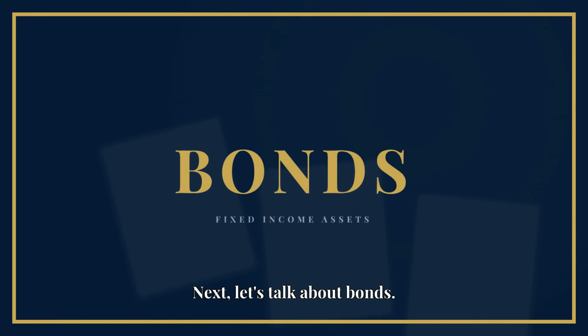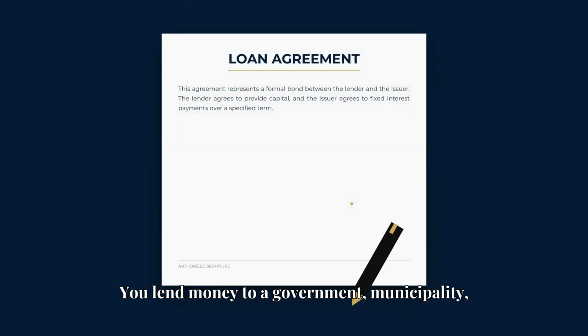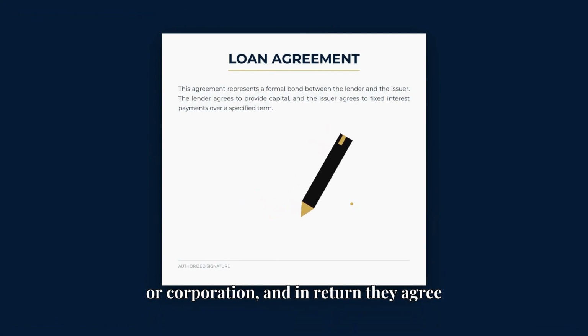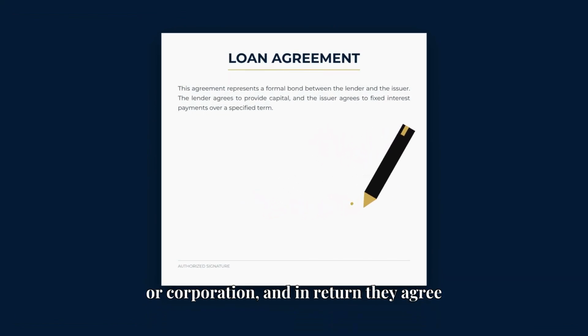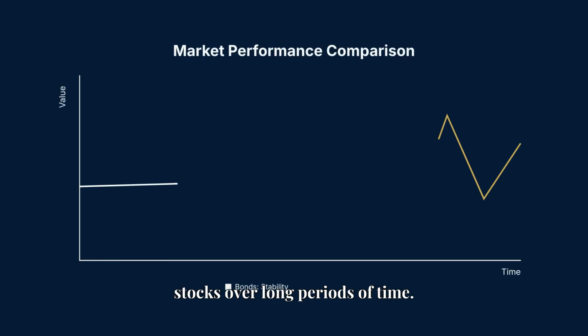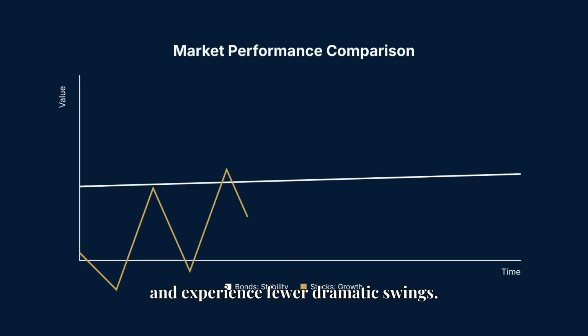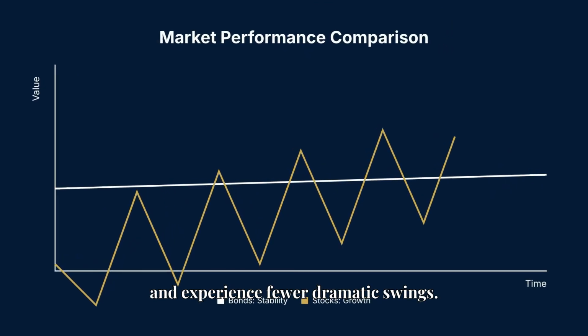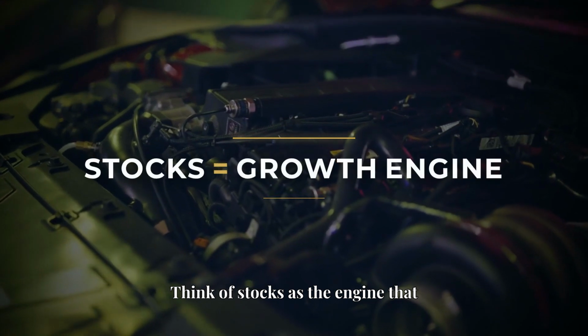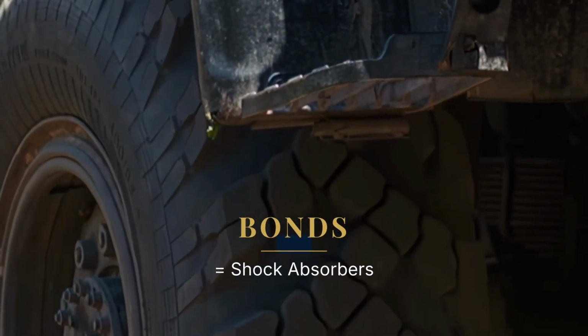Next, let's talk about bonds. A bond is essentially a loan. You lend money to a government, municipality, or corporation, and in return they agree to pay you interest. Bonds typically don't grow as much as stocks over long periods of time. However, they tend to be more stable and experience fewer dramatic swings. Think of stocks as the engine that drives growth. Think of bonds as the shock absorbers that help smooth out the ride.